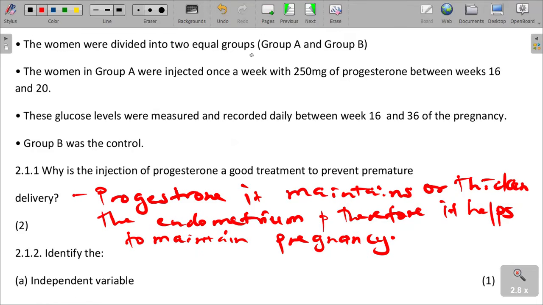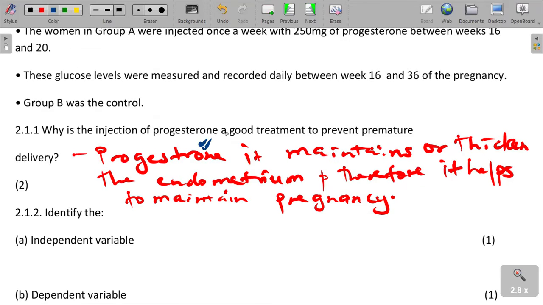We talked about the thickening of the endometrium. If it keeps taking place, it means fertilization has occurred. And what is causing that? It is the secretion of what? It is progesterone that causes thickening of the endometrium. So as that happens, pregnancy is what is being sustained. So these people were injected with it, and it works as a good treatment to prevent premature delivery because it helps to maintain the pregnancy.